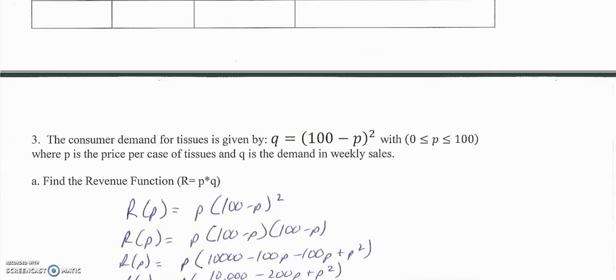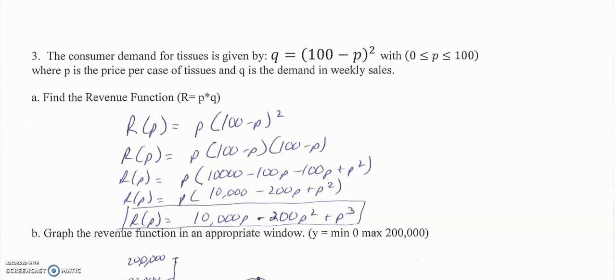Okay. Number 3 is a word problem. The consumer demand for tissues is given by Q equals 100 minus P squared, where P is between 0 and 100, including 0 and 100. P is the price per case of tissues and Q is the demand. So we're given demand, but the question asks for revenue.